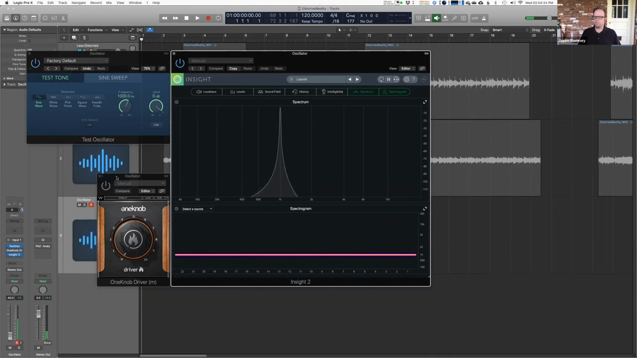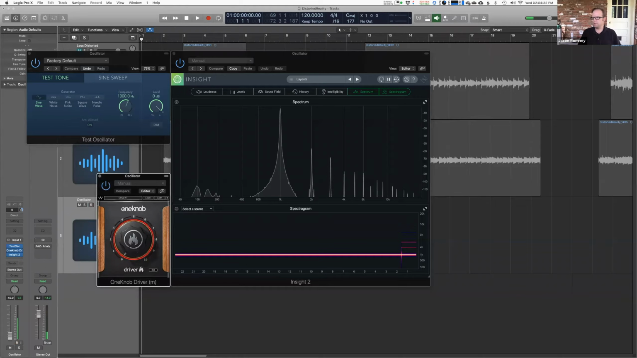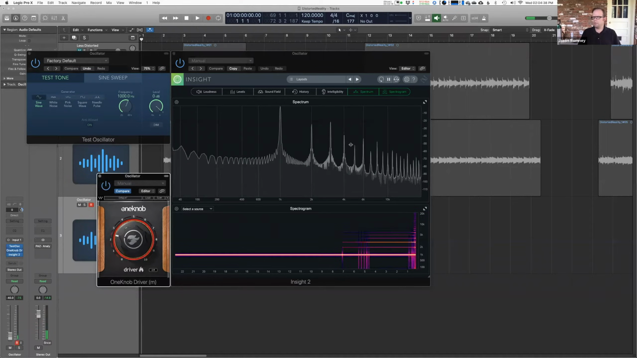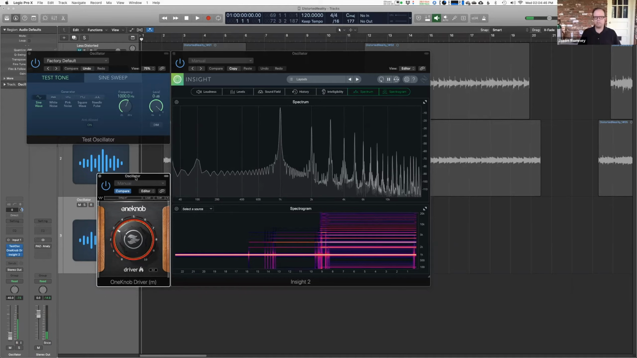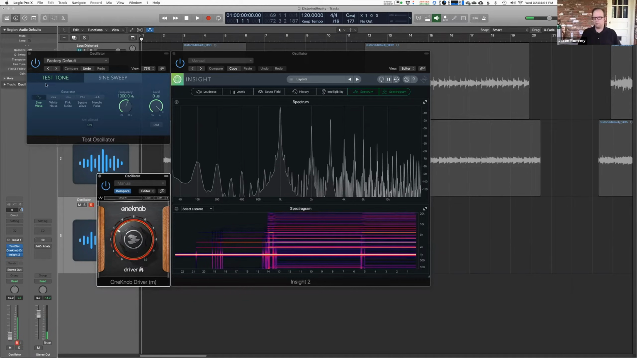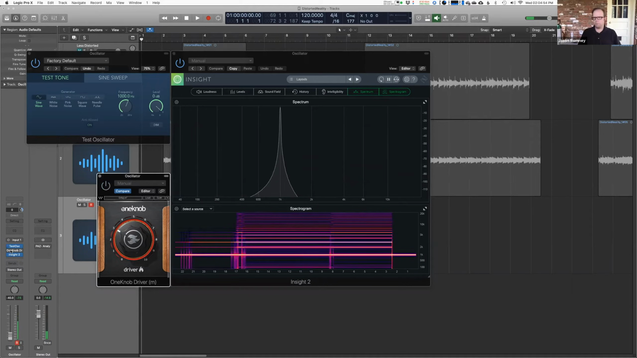Here's what I'm going to do. I'm going to overdrive this sine wave. I've got just a little distortion plug-in here. So if I turn it on, look what happens. Okay, so I suddenly get all these other frequencies. Why does that happen? It's because of distortion. Well, so let's take a look at that.